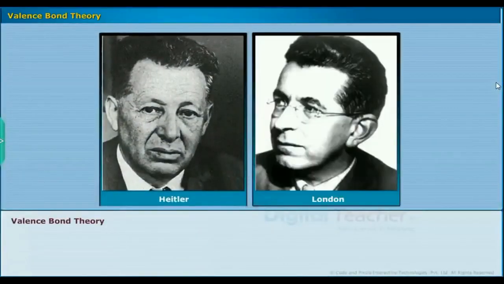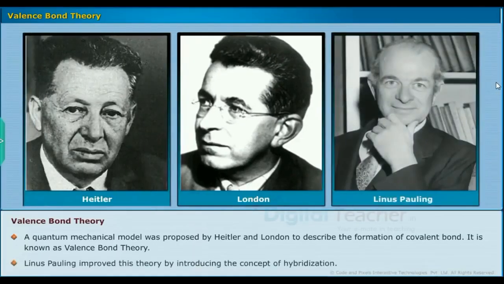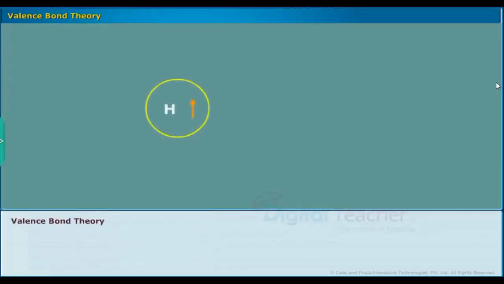Valence bond theory. A quantum mechanical model was proposed by Heitler and London to describe the formation of covalent bonds. It is known as valence bond theory. Linus Pauling improved this theory by introducing the concept of hybridization. Valence bond theory is explained as follows.